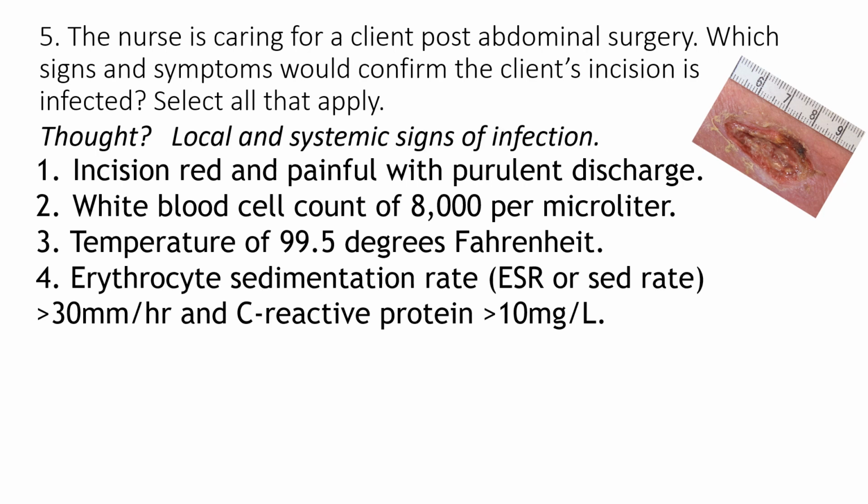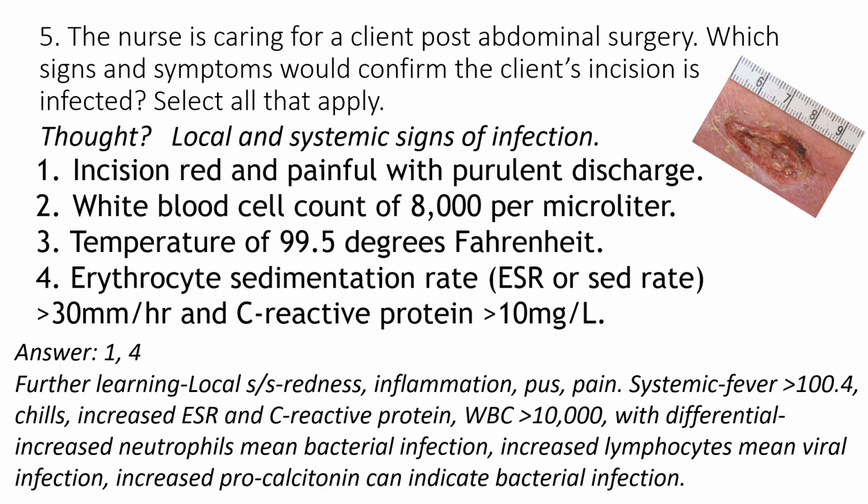The thought is to remind yourself of local and systemic signs of infection. So if we look at the further learning, local signs and symptoms of infection would be right where the wound or the incision is: redness, inflammation, pus, which is purulent drainage, pain. Systemic signs of infection, meaning the whole immune system has really become active and it's affecting the whole body: fever, which is considered greater than 100.4, not 104, 100.4. So if you can look at the slide real quick, make sure you know that. Chills, increased ESR and C-reactive protein, so that's why number 4 was correct. Those go up when there's inflammation and or infection in the body.